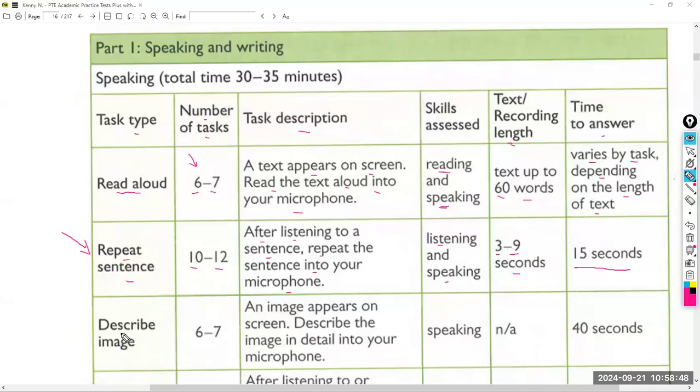Now, the next task is describing an image, and it is going to be shown to me from 6 to 7 times. Absolutely, a certain image is going to appear, and I have to describe the image in detail into my microphone. Now, the skill in this task is about speaking. To be honest, the length is not available, and absolutely the time is about 40 seconds.